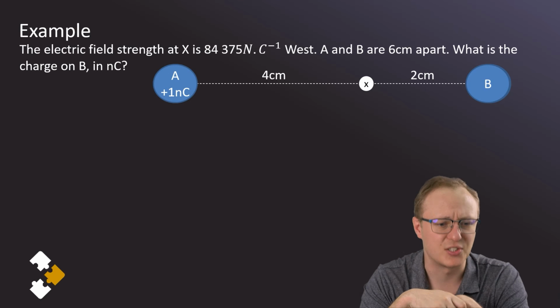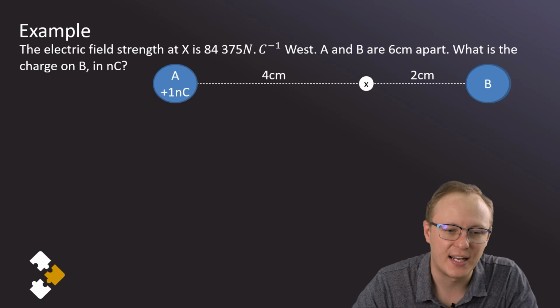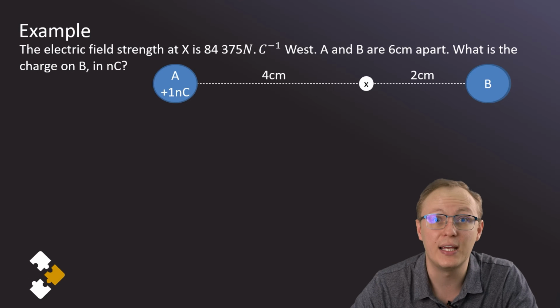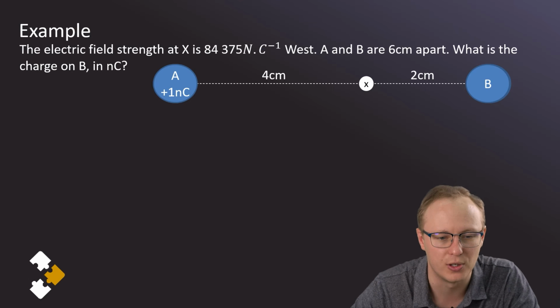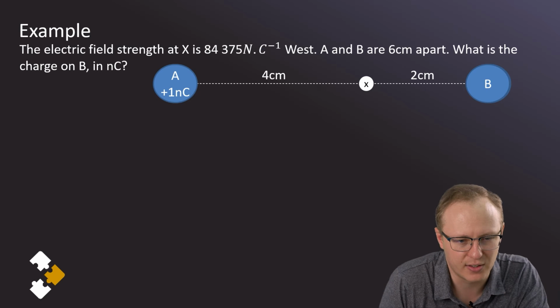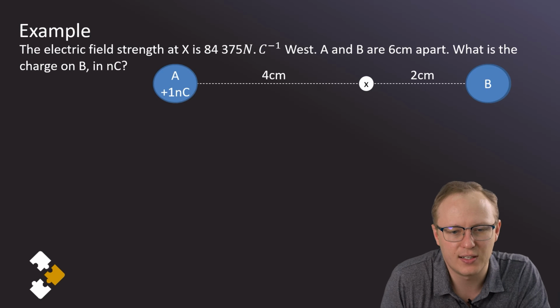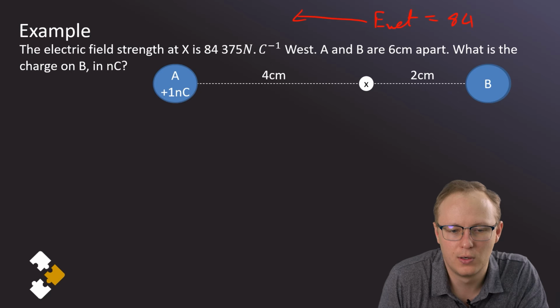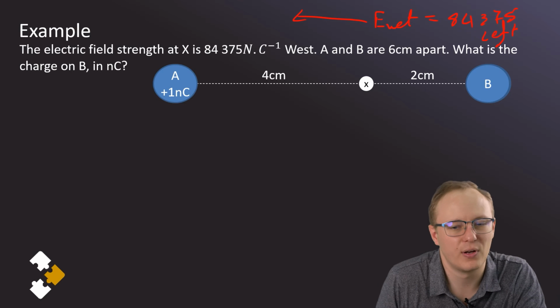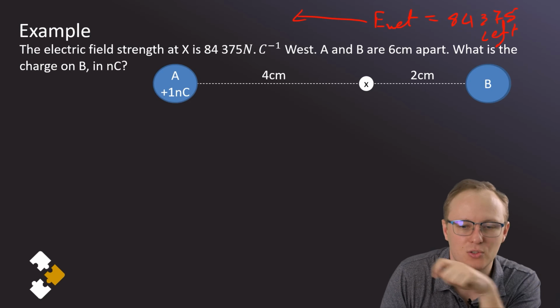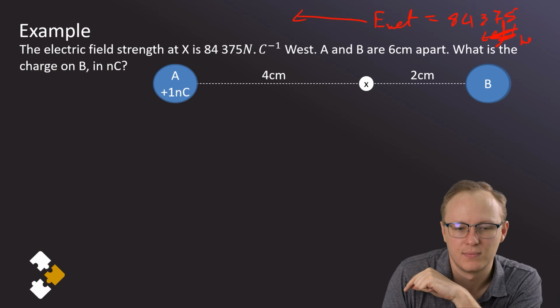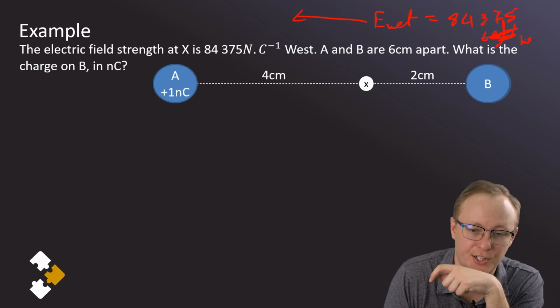Okay. So here's an example. The electric field strength at X is 84,375 newtons per coulomb towards the west. Okay, so where's X here? There's X, right? And west is this way, right? So we know that the E net at that point is 84,375, and I'm going to use left, but west. Although, I've got to be careful with left because I think it's going to be swapped. Okay, I'm going to use west. But then it might still be east. Okay, in that direction. Right.